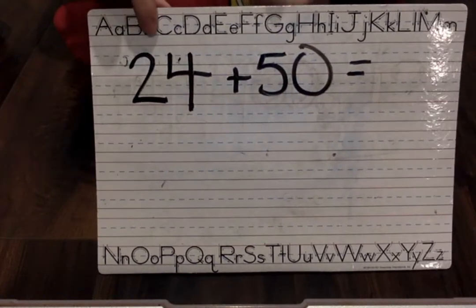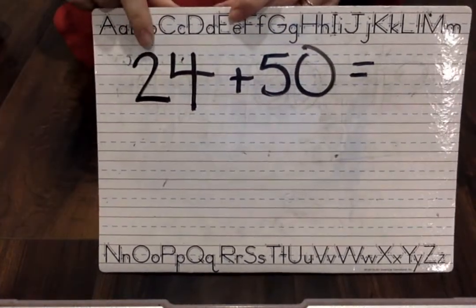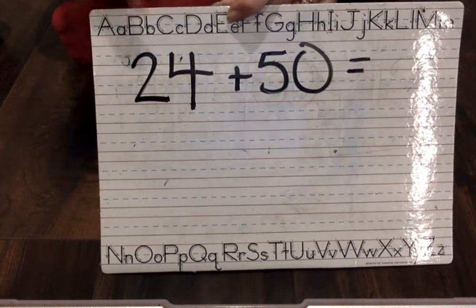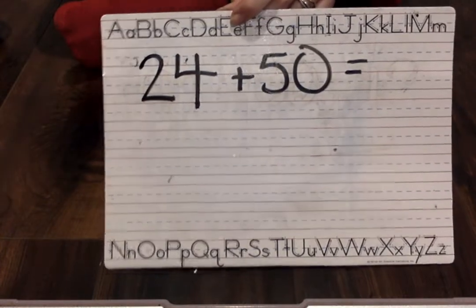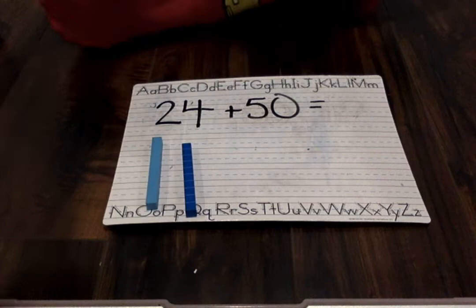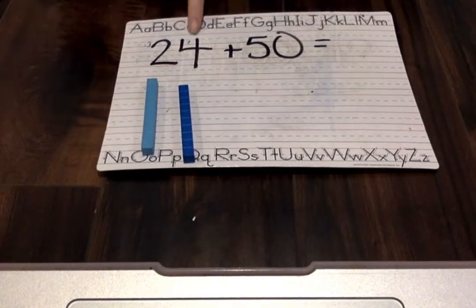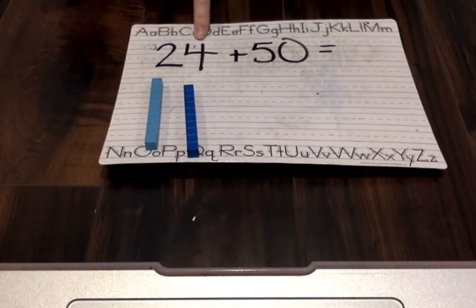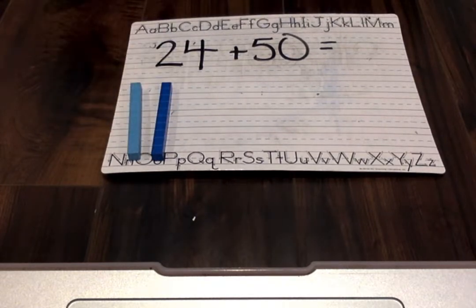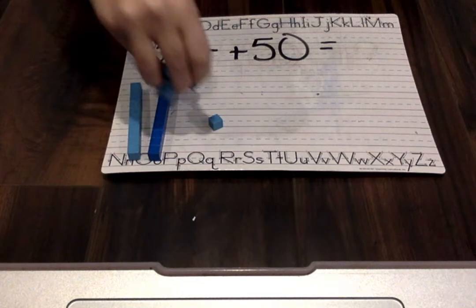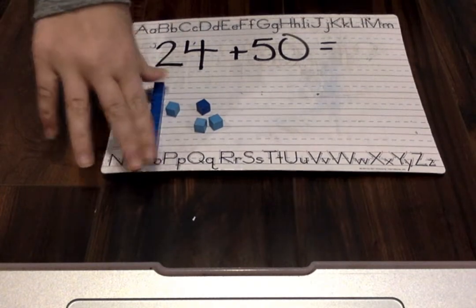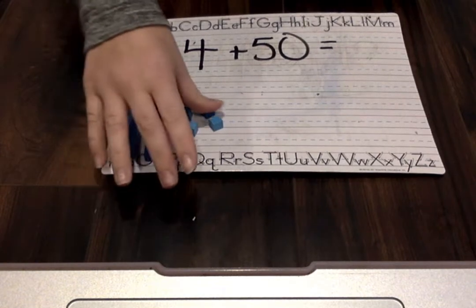So first let's make 24. What do you notice about 24? This is the tens place. What number is in the tens place? A 2. So I will need 2 tens. So I'm going to count 10, 20. Now which number is in the ones place? A 4. So 10, 20, 21, 22, 23, 24. I have 2 tens and 4 ones.